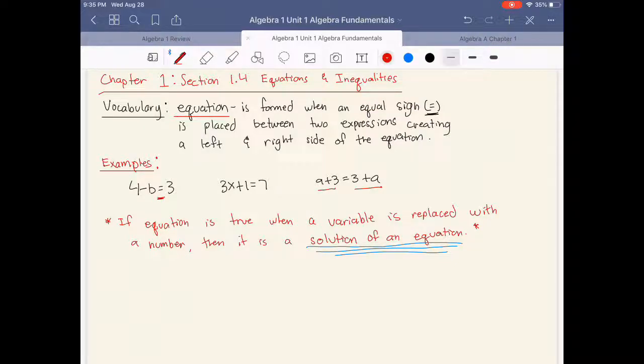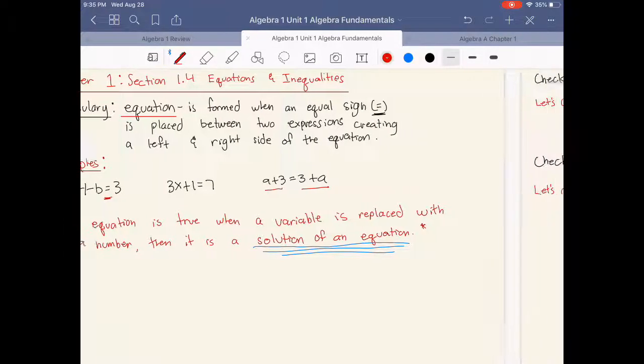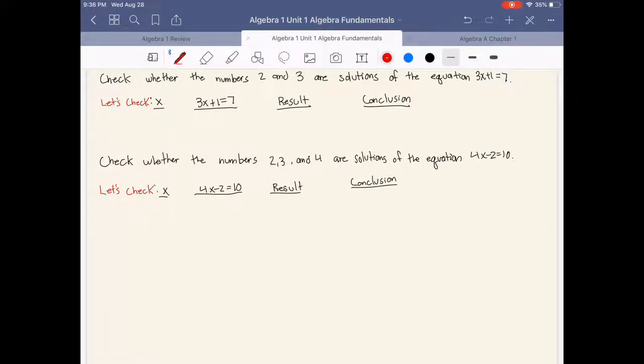Okay? Now, look at the asterisk that I put down. If an equation is true when a variable is replaced with a number, then it is a solution of the equation. And we'll go over this on the next page, finding the solution for an equation. Okay? Easy so far? Now let's go to the next page. So go ahead, pause the video, and have the students copy this for a couple of minutes.